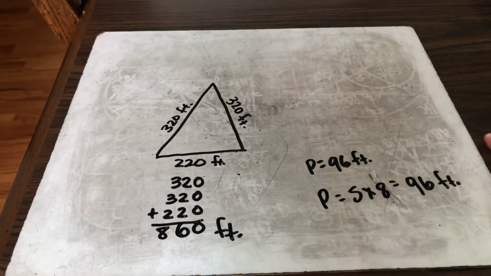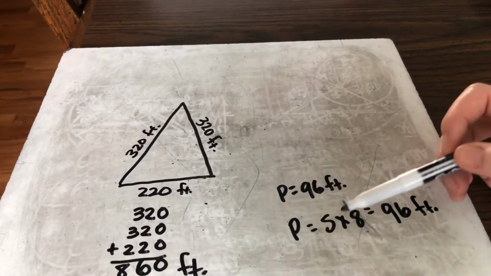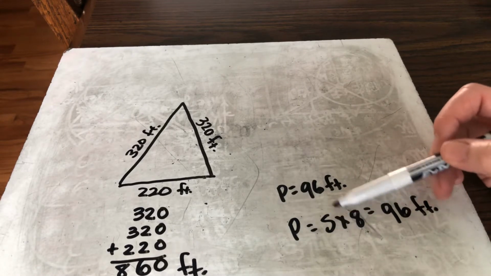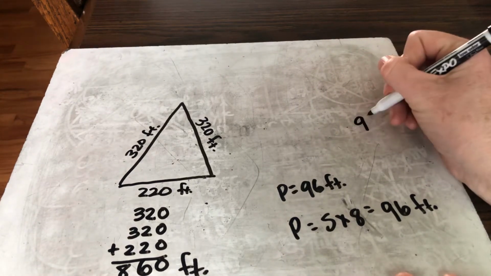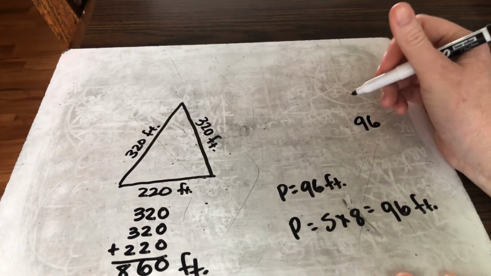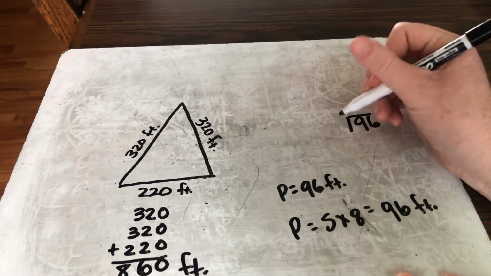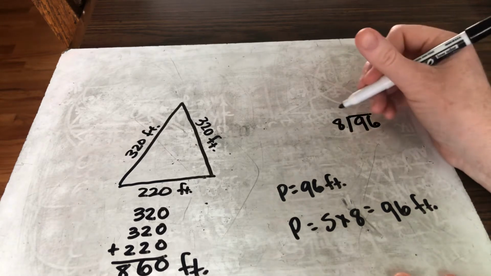I know that too, because they already gave me what the perimeter was. So this is what I'm trying to figure out. What did I multiply by 8 to get to 96? Well, I can do backward math, just like I showed you the day we did perimeter. I can just do 96 divided by 8. If I do 96 divided by 8, I'm going to know exactly what each side equals.